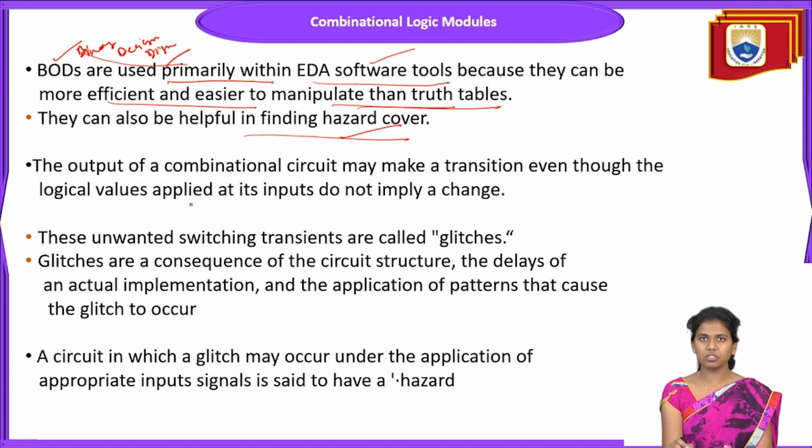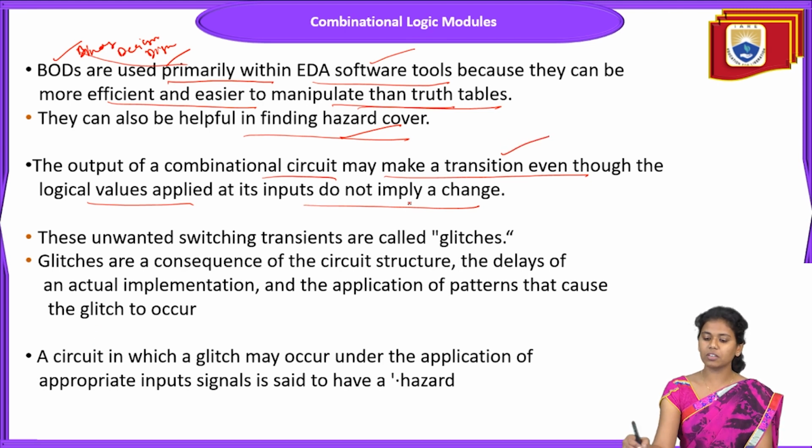The output of a combinational circuit may make a transition even though the logic values applied to its inputs do not imply a change. This point is clearly talking about the output of combinational circuits. It may make a transitional change by manipulating the values at the input. The manipulations can be done with respect to the input terminals in order to get the proper output.